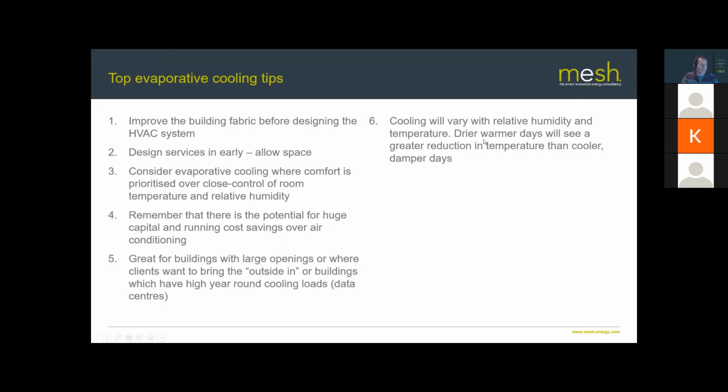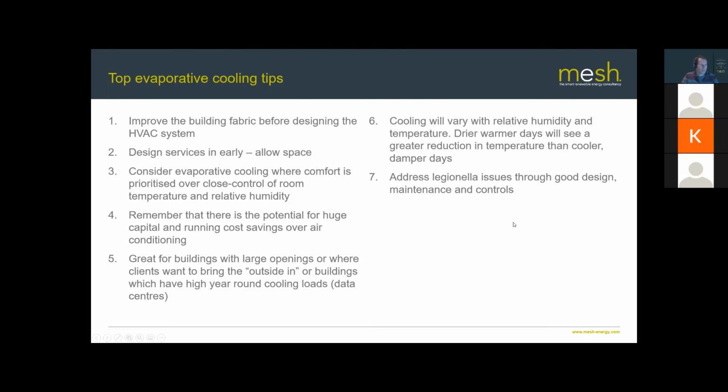Cooling will vary with relative humidity and temperature. So drier, warmer days will see a greater reduction in temperature than cooler, damper days. But as we said before, you also tend to get a drop in demand on those days as well.